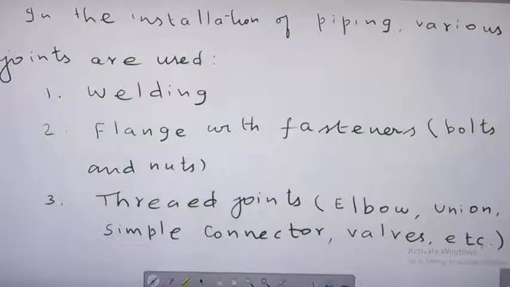So in the installation of piping, various joints are used. Welding, flange with fasteners, where bolts and nuts are used to join two flanges which are part of the two pipelines. Then third, we have threaded joints, where we have elbow, union, connector, valves, etc., which I have just shown during my presentation.